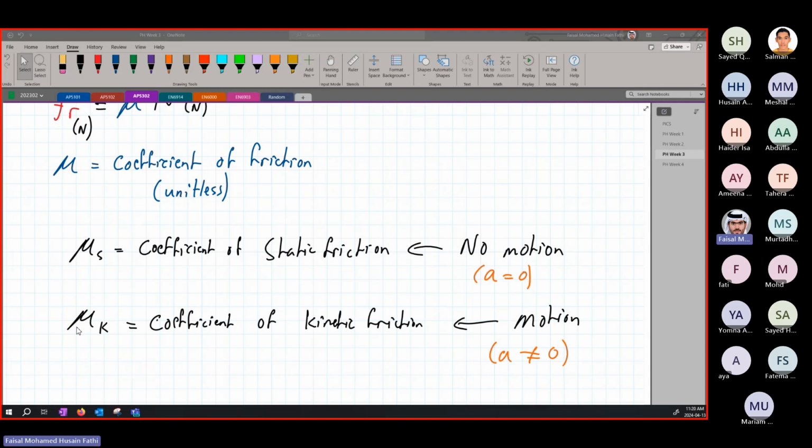Then there is mu k, which is taken into consideration when it's trying to slow down an object. The object is already moving, but the friction force is only slowing it down. It is not letting it slide freely. That is when you will be using mu k. So mu s will be used when the object is not moving, and mu k will be used when the object is moving. And this is the basics of friction.